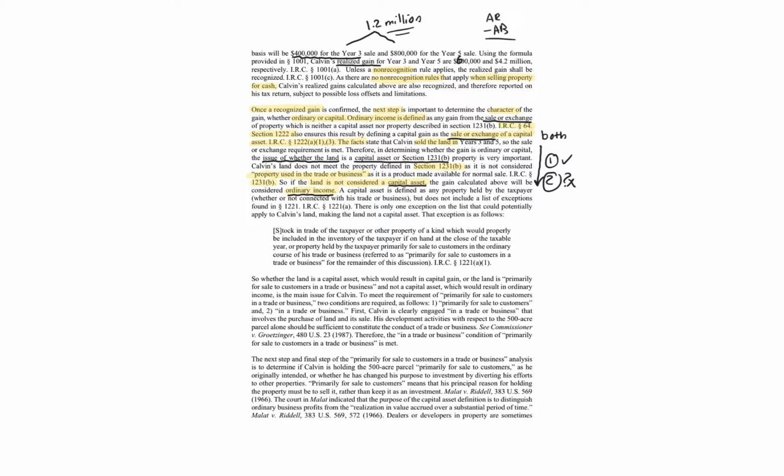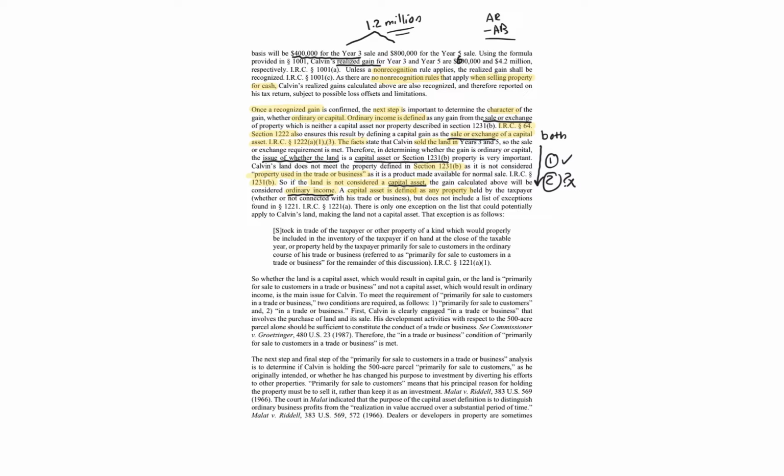asset or not. So a capital asset, this is one of my favorite code sections of all time. A capital asset is defined as any property held by the taxpayer, whether or not connected with business. So it could be a personal asset, could be your personal home, could be investment property, could be an investment rental house. So it's any asset. Doesn't matter what the activity is.